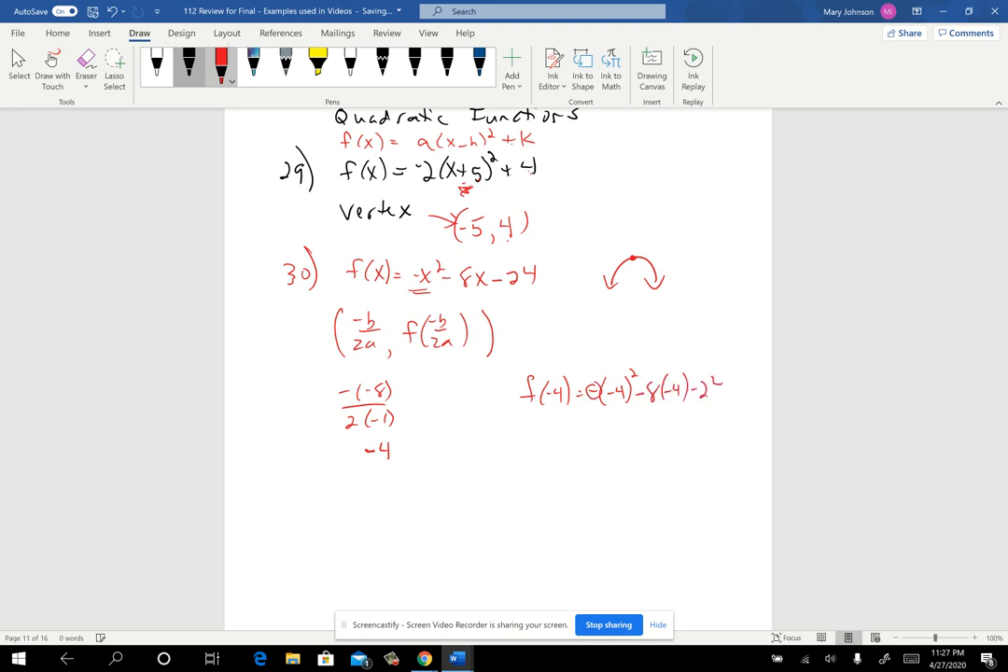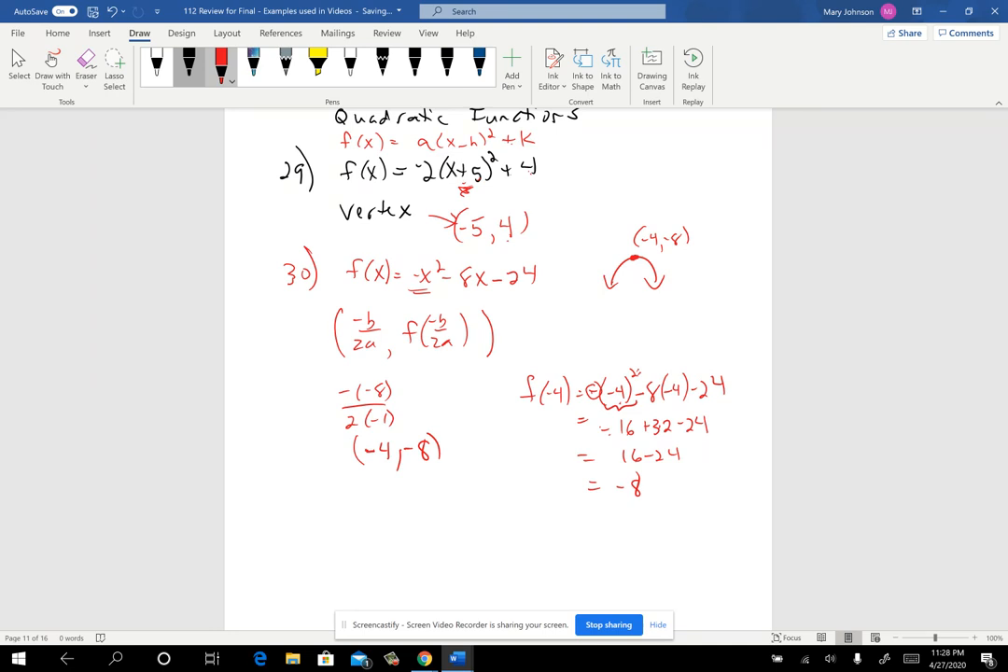Signs are what kill you. And then watch order of operations. You would square the negative 4 and get a positive 16, but there's a negative out in front of the parentheses. Then the negative times the negative is a positive 32. Then a negative 16 and a positive 32 is 16. And 16, take away the 24, gives us a negative 8. So negative 4, negative 8. You almost have to picture it to not mess this up. So that would be that high point, the vertex of that parabola.